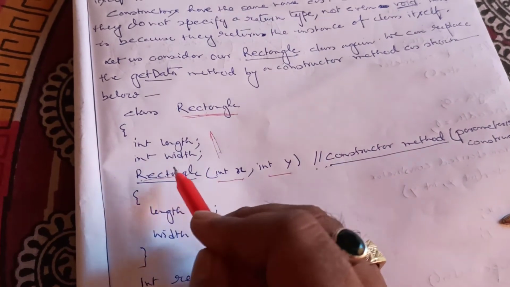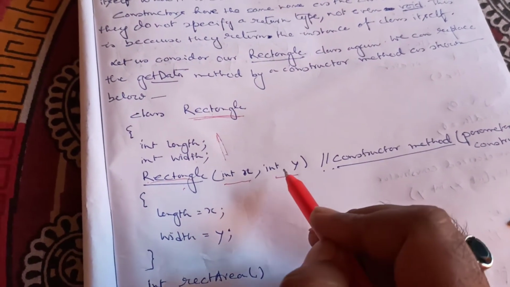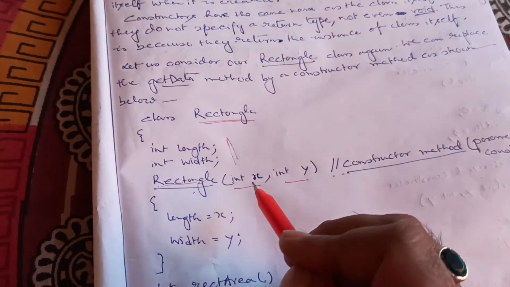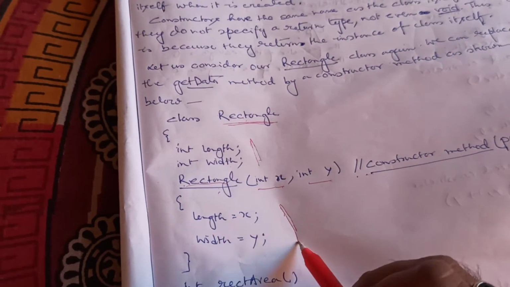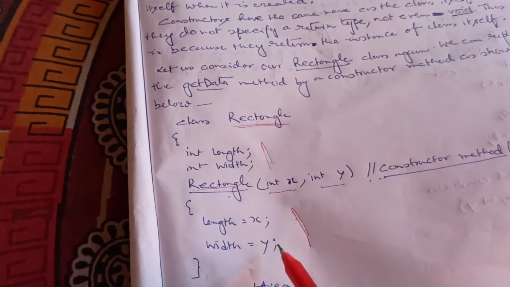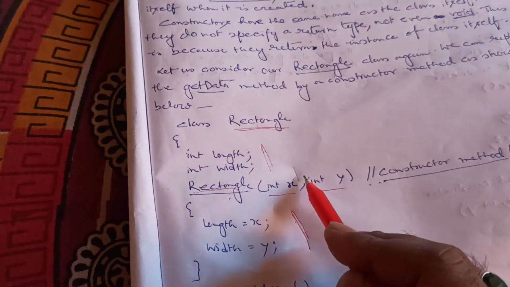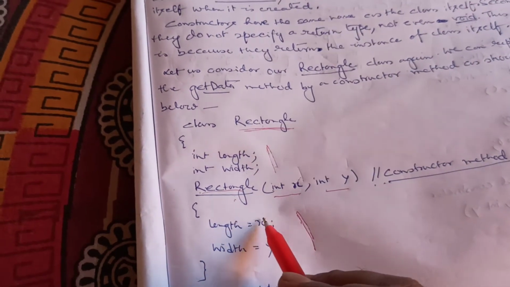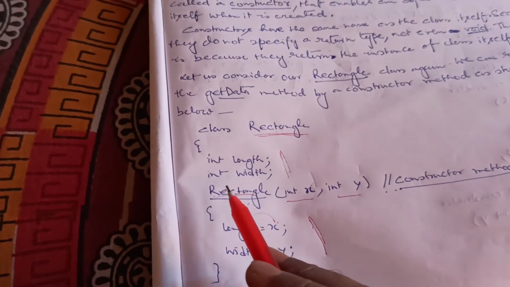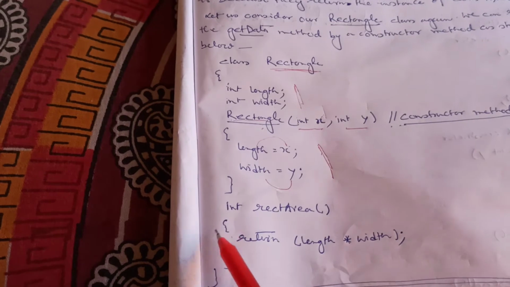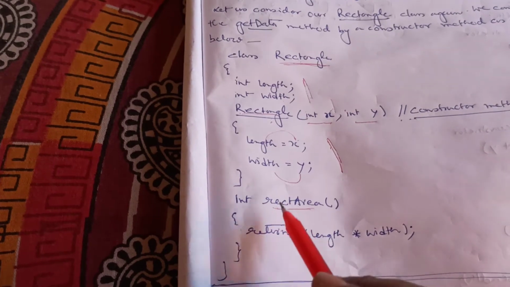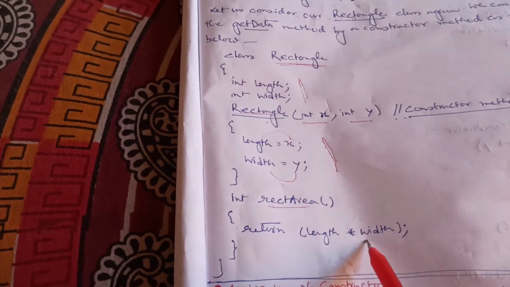You can see that this is the constructor method. And this type of constructor, which has parameters, is known as a parameterized constructor. Now why do we use this? To initialize the instance variables. Whatever values we pass through x and y will be assigned to length and width. Clear? So this is for initializing the instance variables, and this is a normal method which calculates the area of the rectangle, so return length into width.